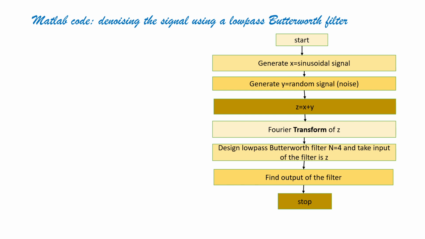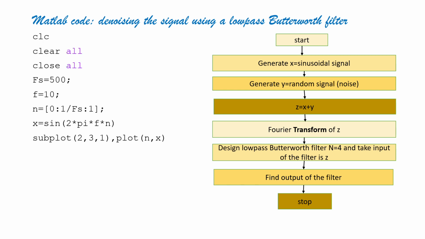Then I can go for the Fourier transform of Z, go for the spectral analysis. Now design the low-pass Butterworth filter for N equals 4 and take the input of the filter equal to Z, find the output of the filter, and then stop. This is the flowchart. First, generate X equals the sinusoidal signal.